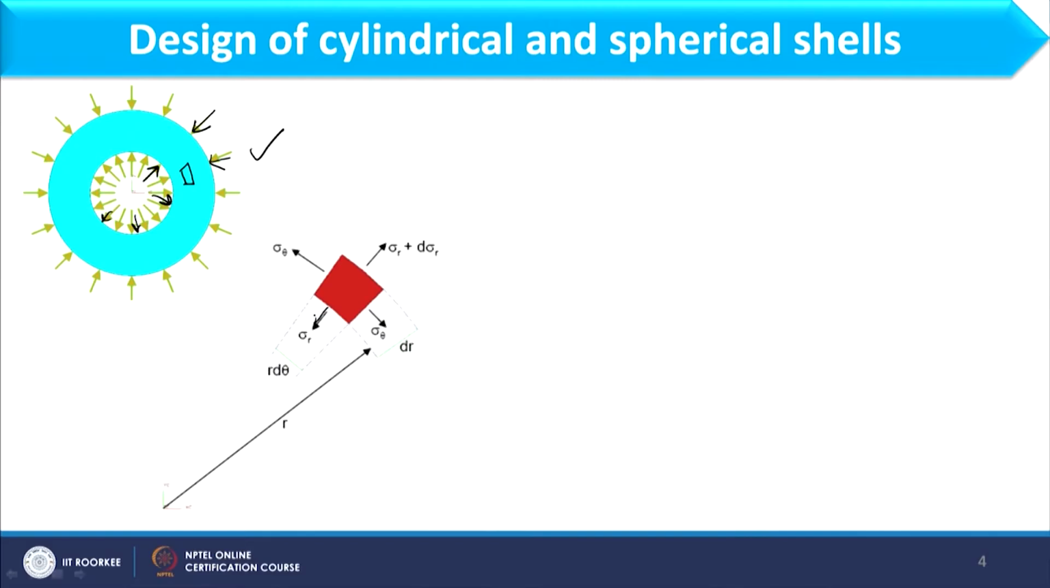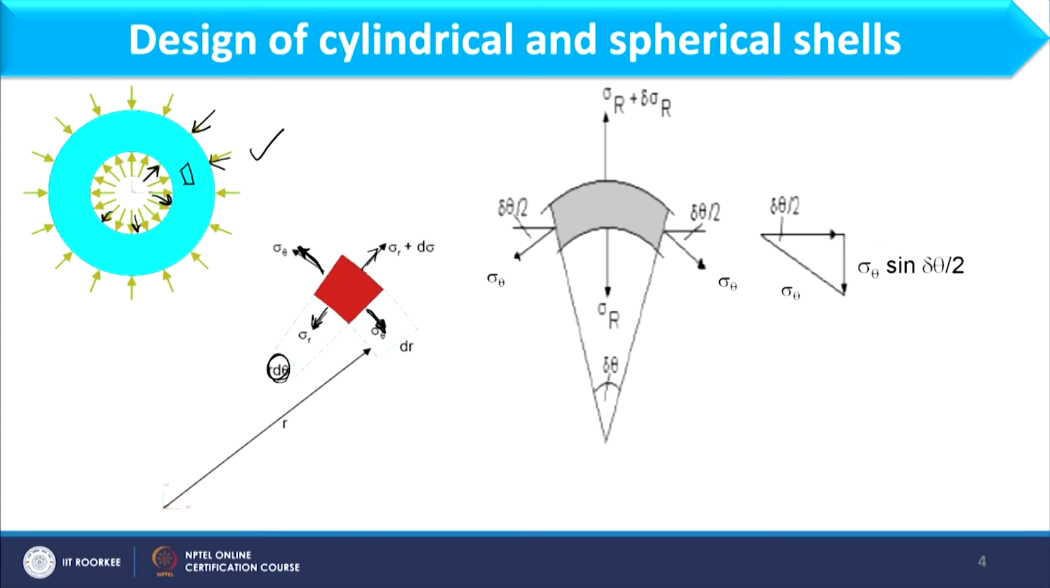So, this section I have shown over here, where if I consider the inner part, the stress is sigma r in the radial direction, and at the outer side we have the stress sigma r plus d sigma r, and this sigma theta, as well as this sigma theta, will be considered as hoop stress, and this particular section is making an angle with the center, and that will be nothing but d theta.